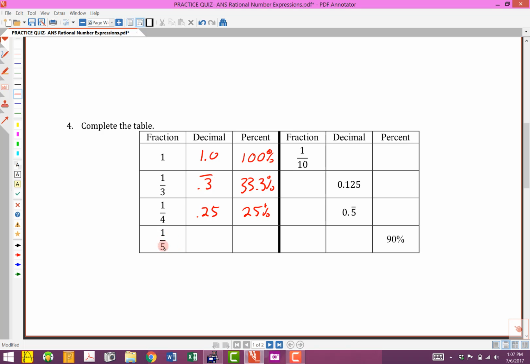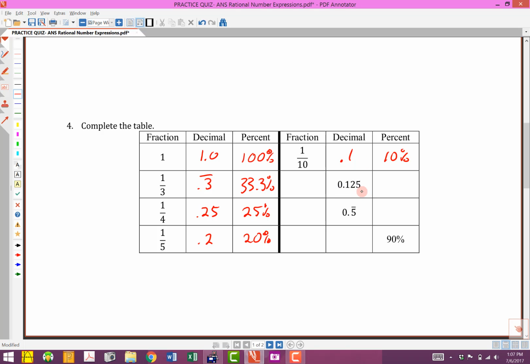Let's see, 1/5. 1/5 would be 0.2 or 0.20 if you wanted to, and move that over 2 places, so that would be 20%. Fraction form, 1/10, so that would be 0.1. Decimal, move it over 2 places, 10%.